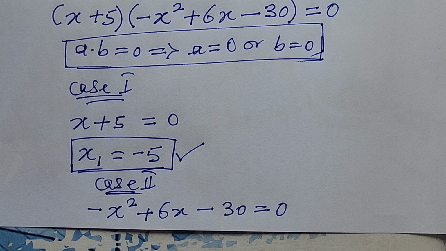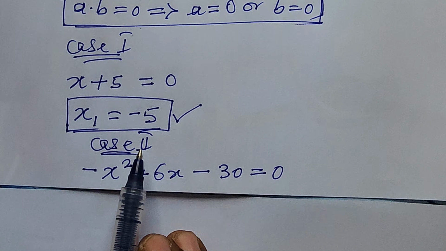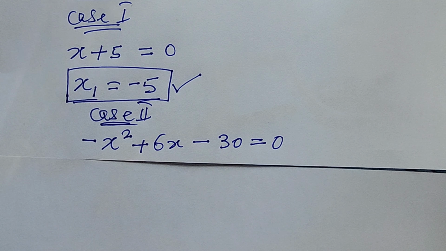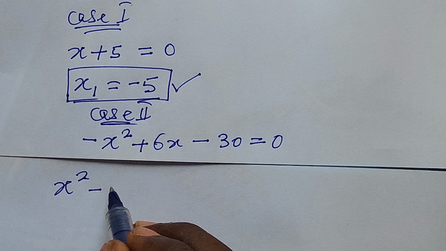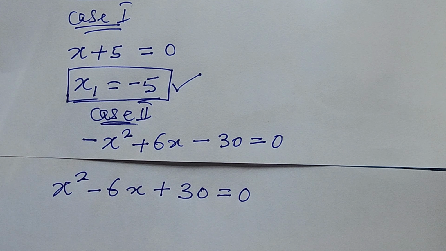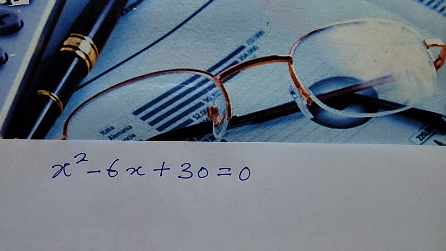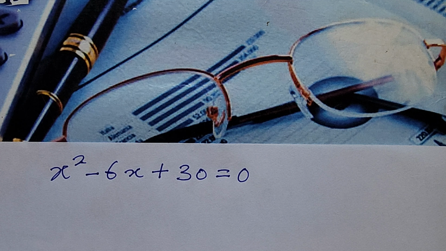Now we want to eliminate this minus sign, so we multiply through by minus 1. That gives us x to the power of 2, minus 6x, plus 30 equal to 0. Now this is a quadratic equation. So how do we solve this? Because it's a quadratic equation, we have to solve for two roots. If you look at this, we cannot use the factorization method, so we resort to what we call the formula method.